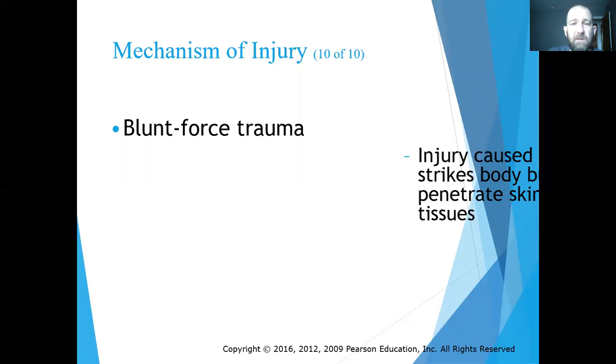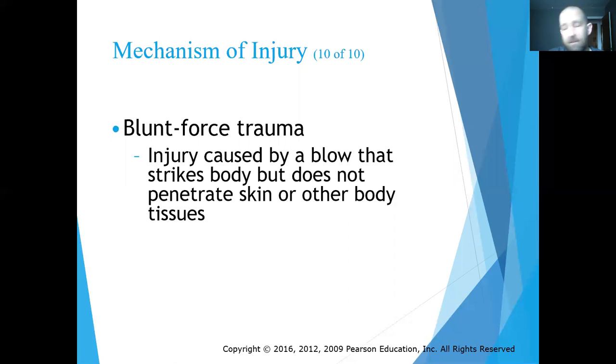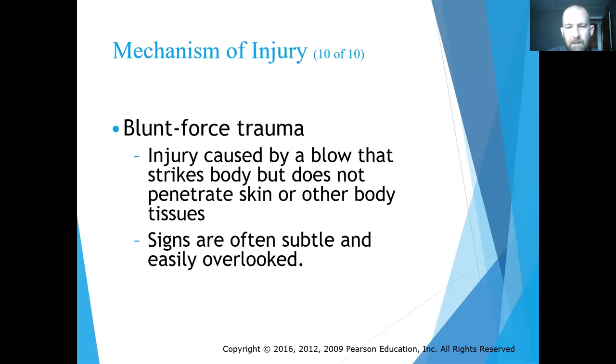All right, and then we got to talk about blunt force trauma. This is getting hit with something that's not cutting or not penetrating. So getting hit with a baseball bat, a 2x4, or something like that. So it doesn't penetrate the skin or other tissues. Signs can be subtle and often overlooked because they're going to produce bruising, and oftentimes that doesn't show up right away. It may be quite a bit before we see some.